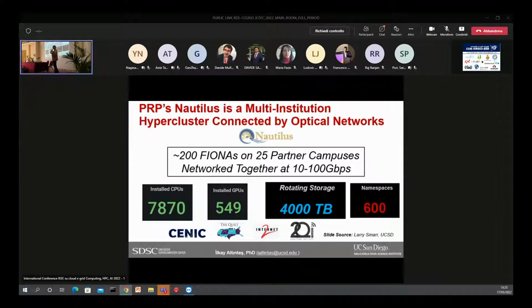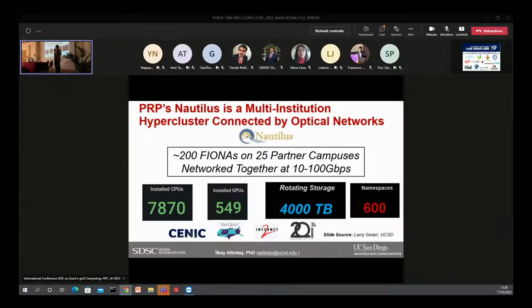So when you look at PRP, it's a small resource. It started, and we call it sometimes potluck supercomputing. You bring your own GPUs or resource and you get more from that. Who doesn't eat more at potlucks than what they brought, right? But joking aside, it now has close to 8,000 CPUs, sorry, CPUs, and close to 600 GPUs, close to 4,000 terabytes of storage, and 600 different namespaces. That means 600 different projects and individuals using it.